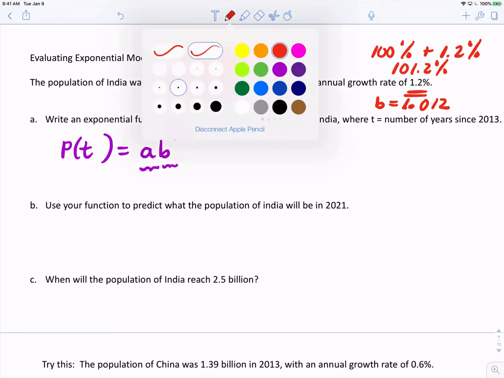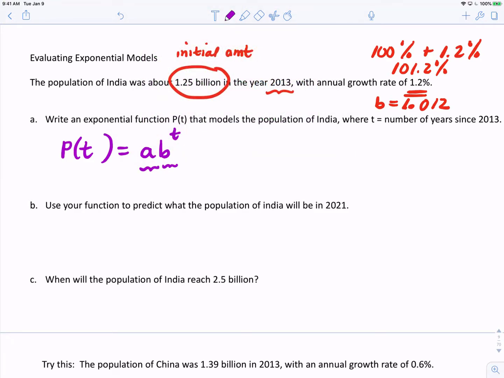So using that information, we can go ahead and make the formula. So the population would be equal to our initial amount, 1.25, and the units is in billions. Our growth rate is 1.012, 100% plus 1.2% more, to the t power.